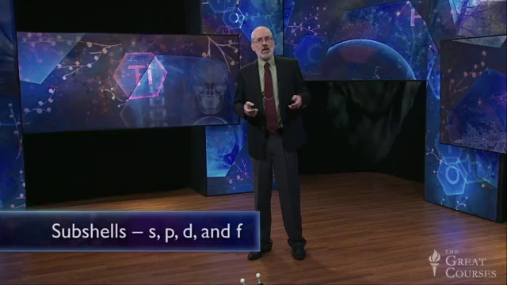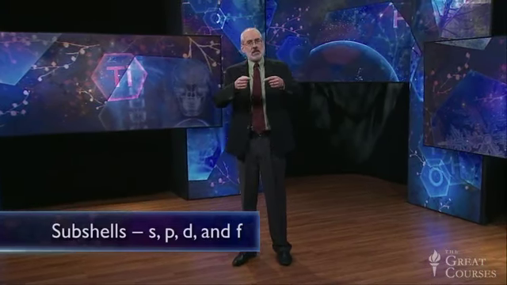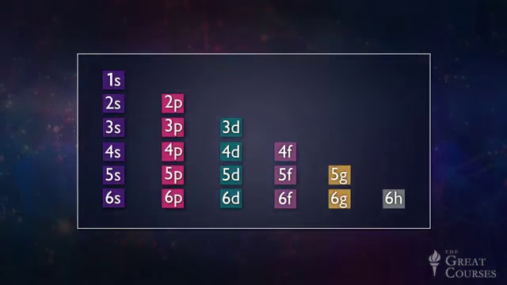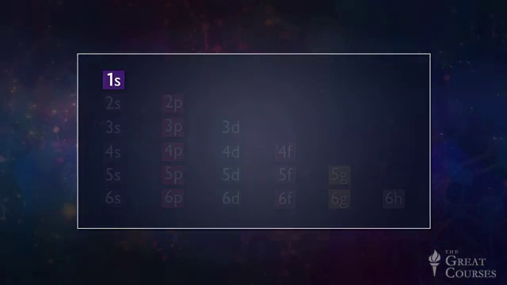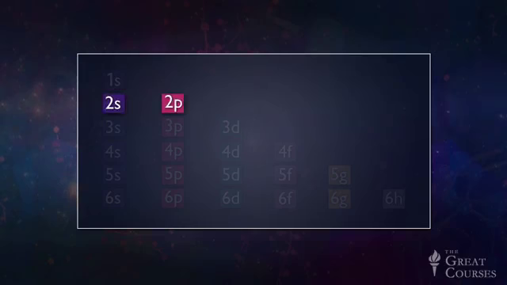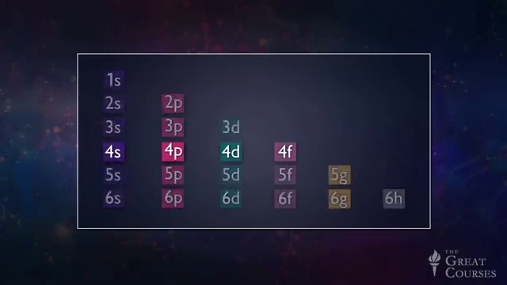Within each shell, an S subshell has the lowest energy. A P subshell has the next lowest energy, and so on. Because of the mathematics of quantum mechanics, the first shell is limited to one subshell. So shell number 1 has only an S subshell. The second shell is limited to 2 subshells. So shell number 2 has an S and a P subshell. The third shell has only 3 subshells. The fourth shell has 4 subshells, and so forth.